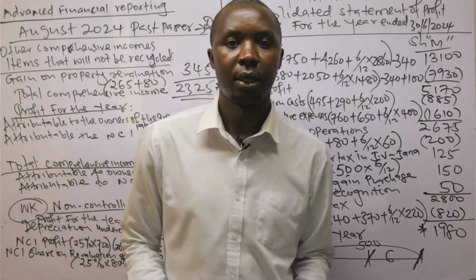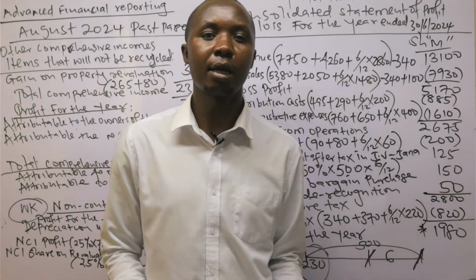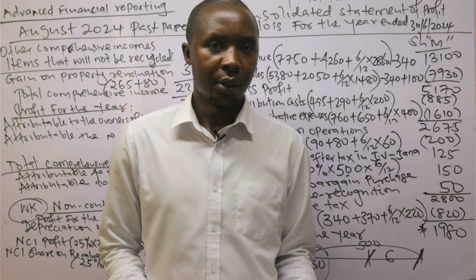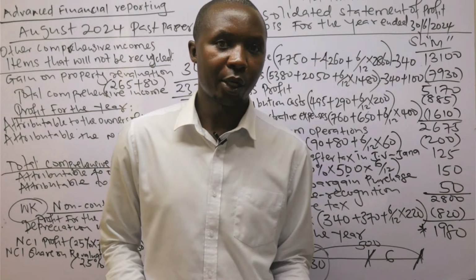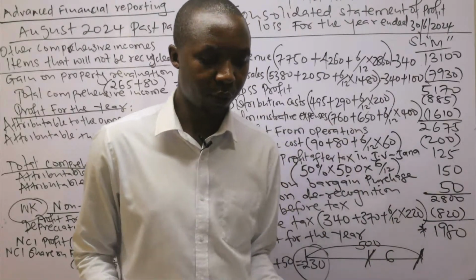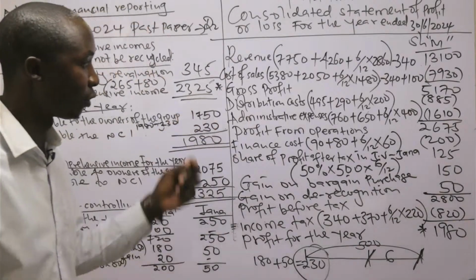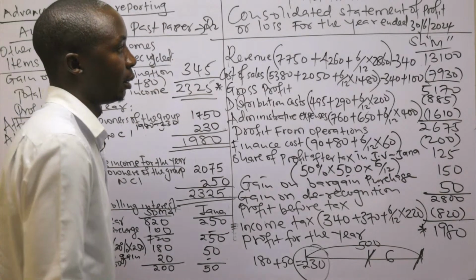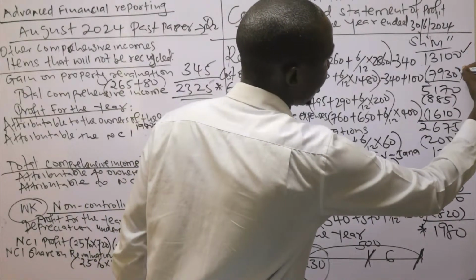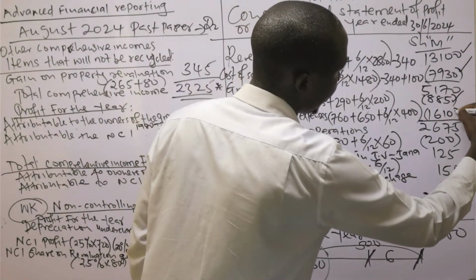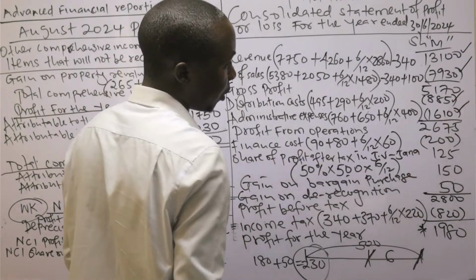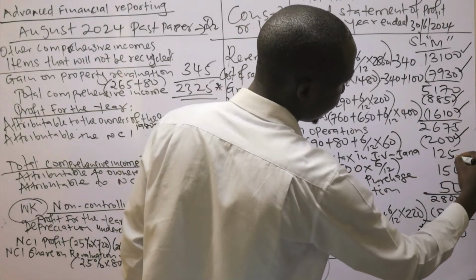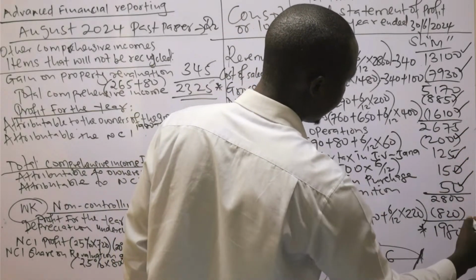This was Number 2, Advanced Financial Reporting, August sitting. We already did the first part of the question. This was the second part of the question, having 14 marks. I can show you how they were giving you the 14 marks. This is one entry, this is another, and this is another.